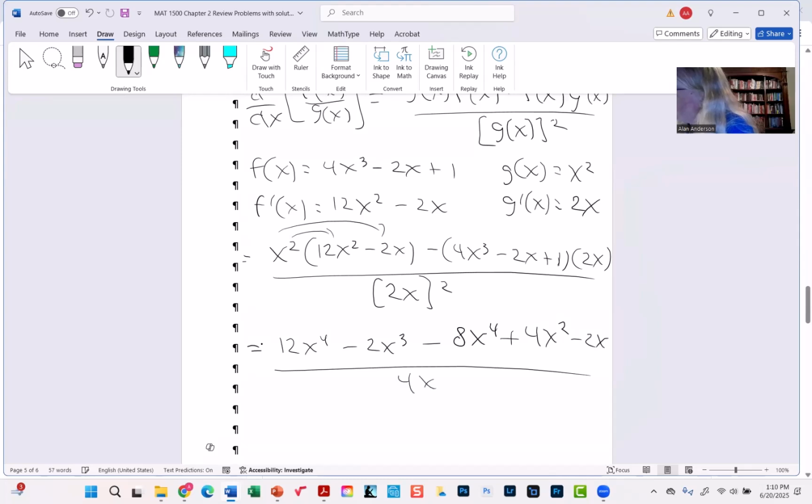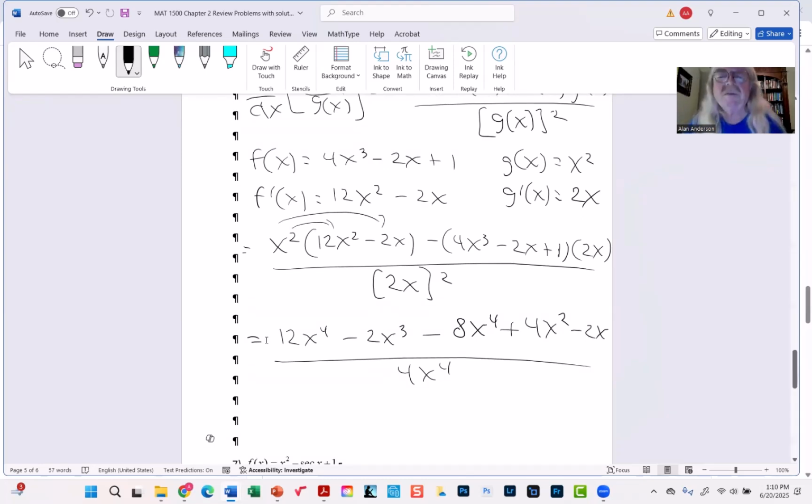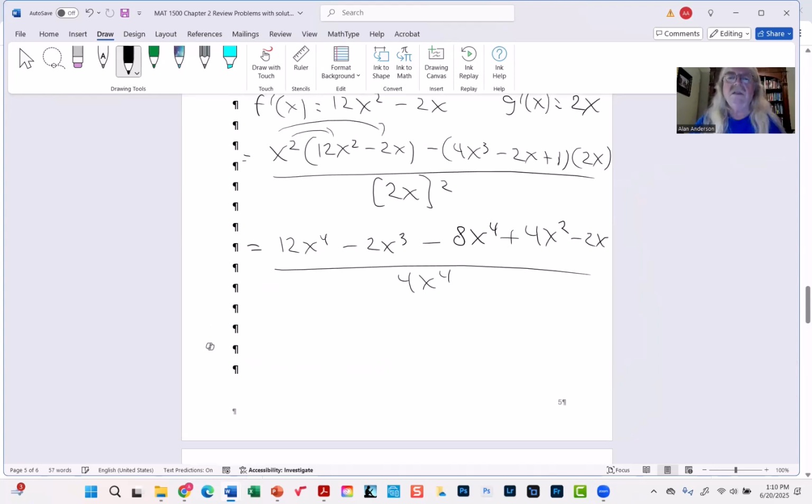And this is 4x to the 4th. Okay. All right, so there should be some terms that we can consolidate. There's, yeah, here we go, these 2. And it looks like that's it.